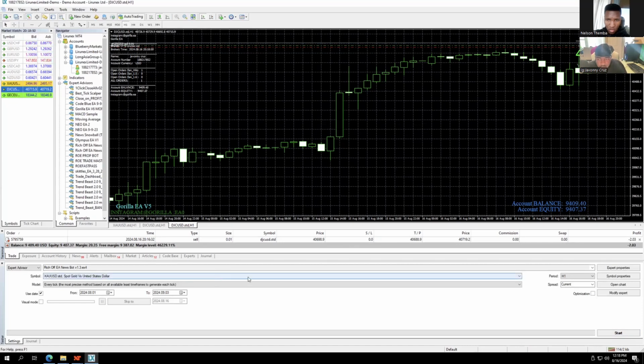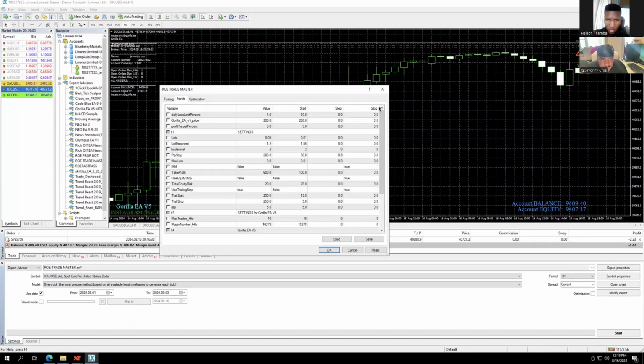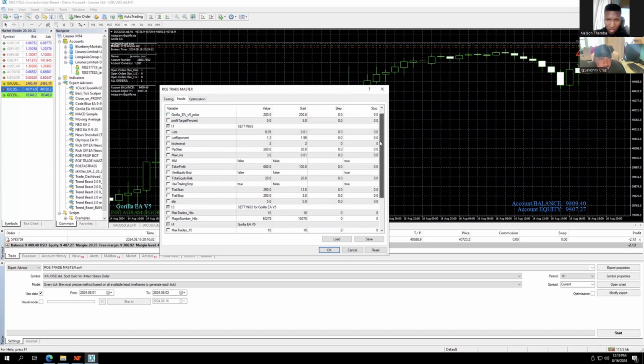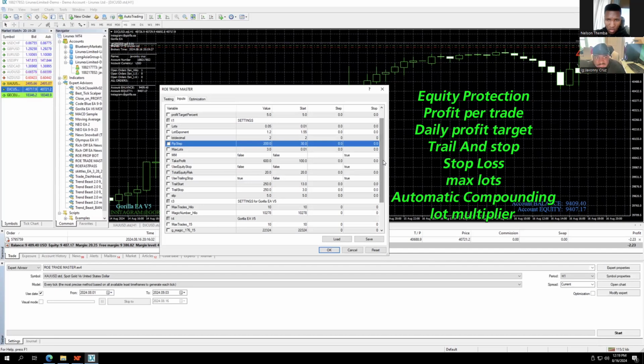So I'll show you the settings on the grid system. Settings look like this. Basically, it will have equity protection, profit target percent, the lot size that it starts with, lot multiplier, and the pip step. I think that's the distance where it takes the trades, how many points or pips.